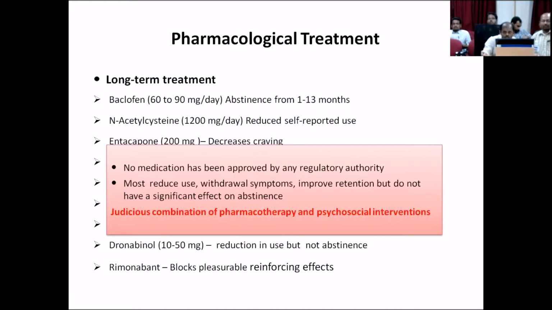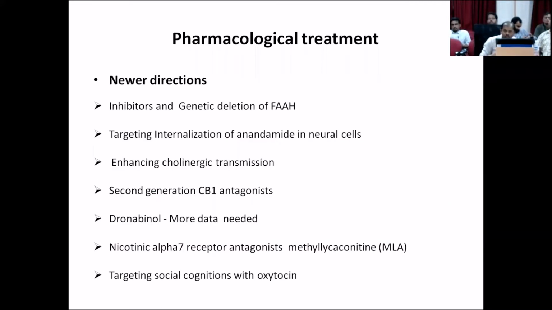Most reduce use and withdrawal symptoms and improve retention, but have no significant effect on abstinence. So the recommendation is a judicious combination of pharmacotherapy, and not to forget the psychosocial interventions, particularly motivational enhancement and cognitive behavioral therapy, family interventions, and contingency management. For the sake of brevity of this presentation, I am not covering psychosocial interventions specifically, but they are equally important or probably more important than the pharmacological measures in the management of cannabis use.